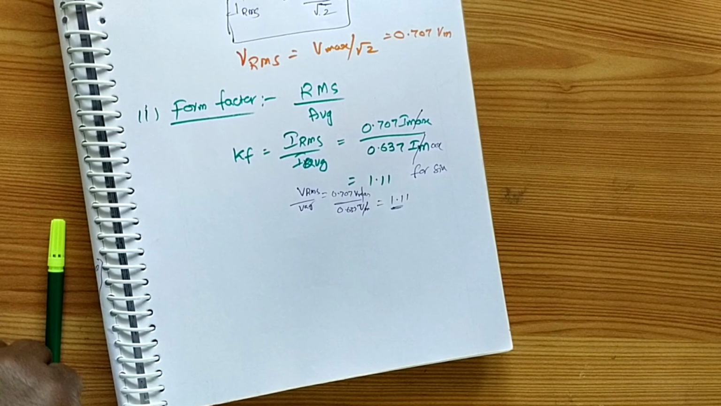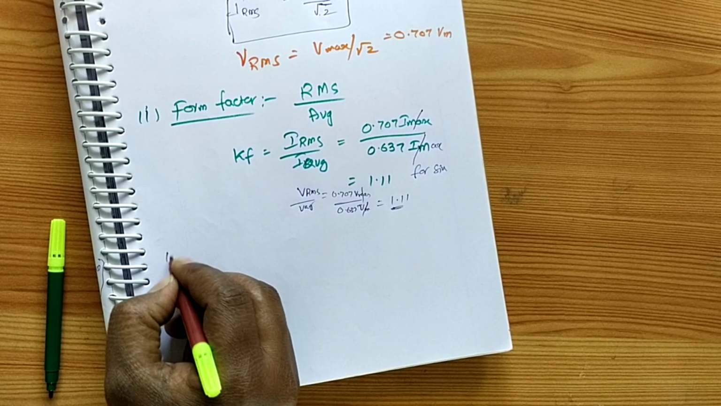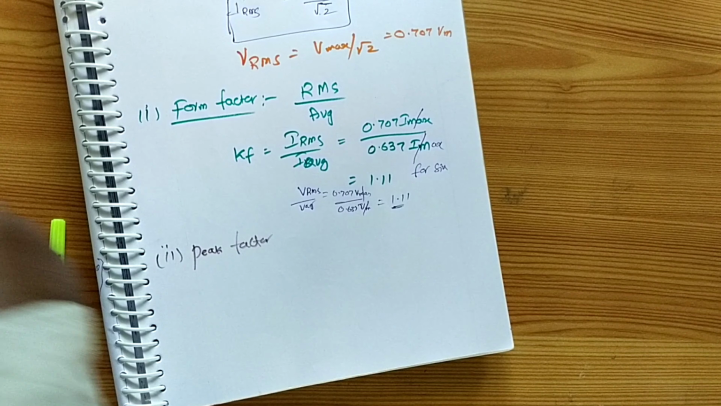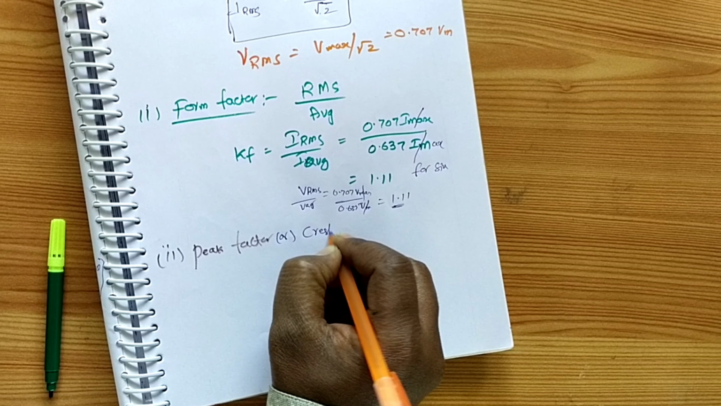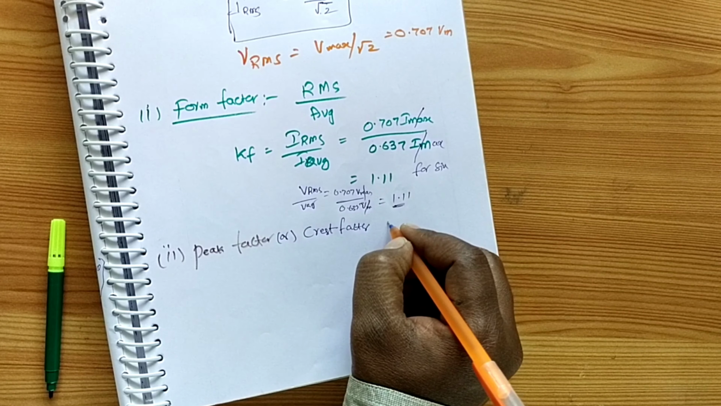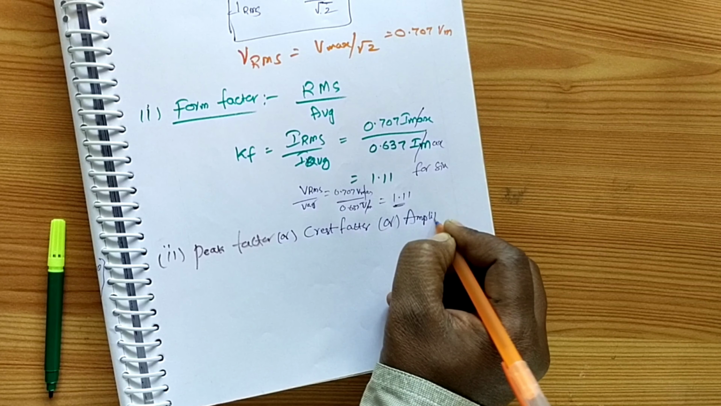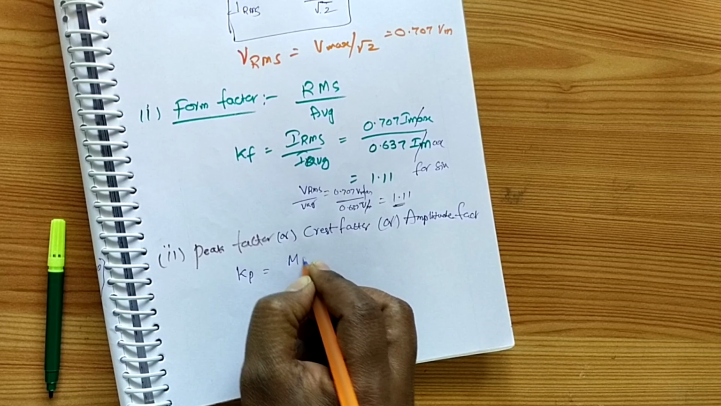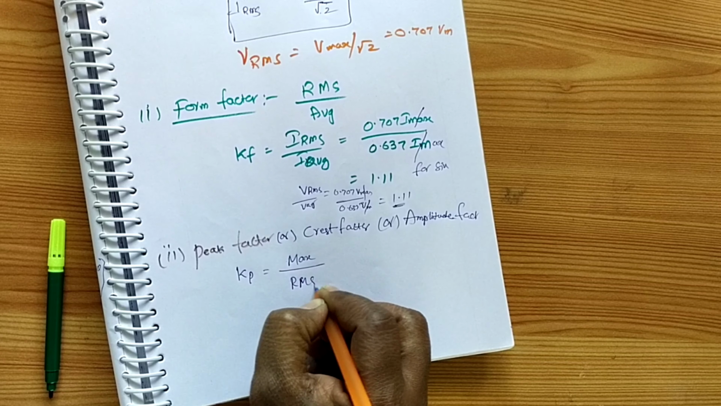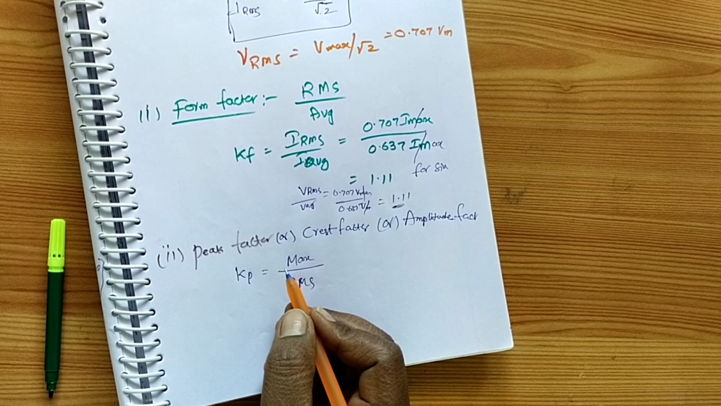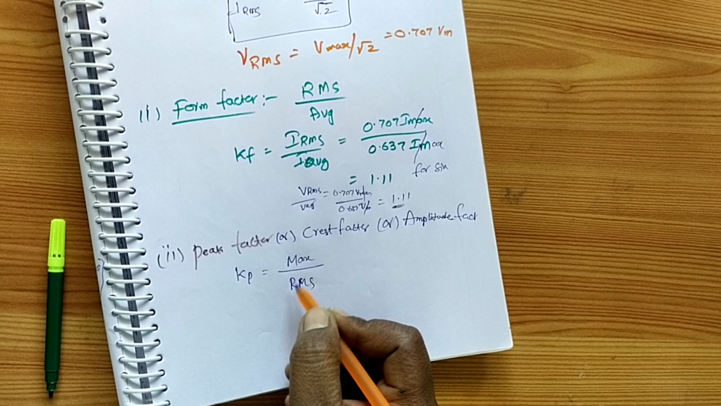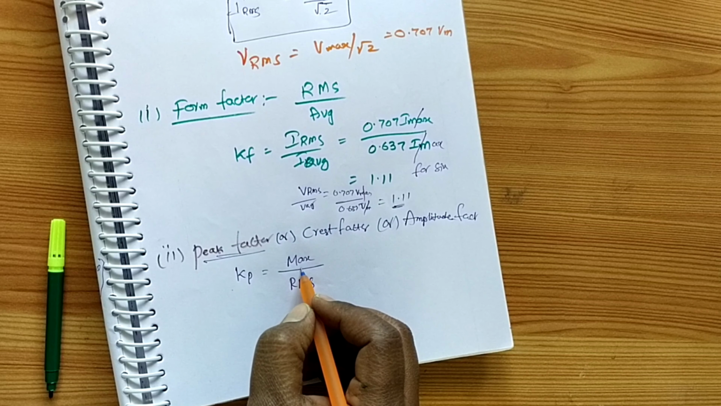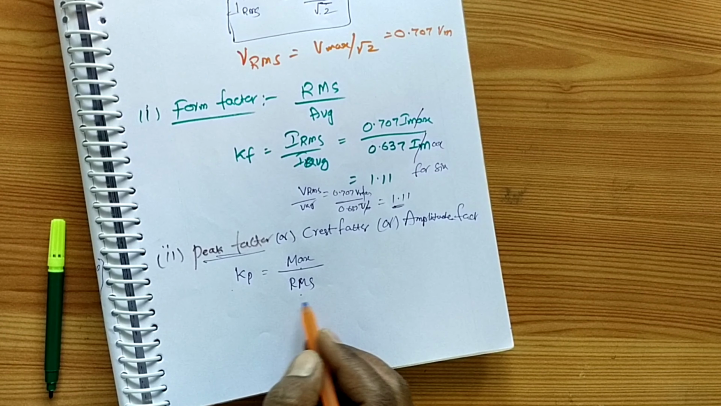Next, another definition is peak factor or crest factor. It is also known as crest factor or amplitude factor. What is peak factor? It is denoted by Kp, that equal to maximum value by RMS value. The ratio of maximum value to RMS value of an alternating quantity is known as peak factor.